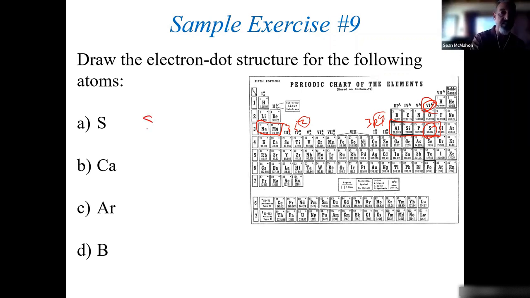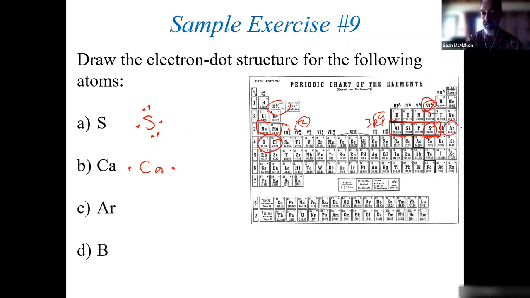2 plus 4 is group 6A. So this has 6 dots. Oh, sorry. You've got to have them unpaired. I was cutting corners. 2, 3, 4, 5, 6. So you can imagine sulfur likes to have 2 bonds as well. Calcium, where is calcium? It's in what? Group 2A. So what does that mean? 2 dots.